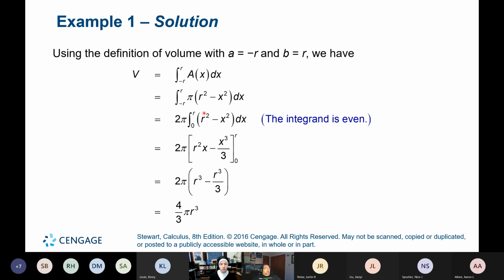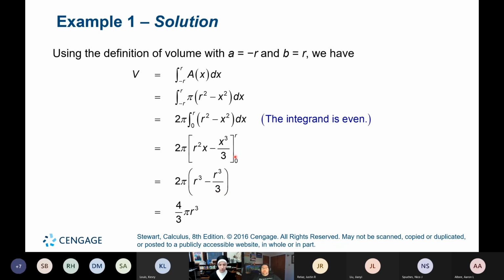So the integral of r squared is r squared x, because we're integrating by x, not the r. So the r is not changing. The r is basically, for all intents and purposes, a constant in this situation. And then we have x squared, it goes to x to the third over 3. We're plugging in the 0 and the r. So when we plug in the r to r squared times x, we get r to the third. And we plug in the r here, we get r to the third over 3.